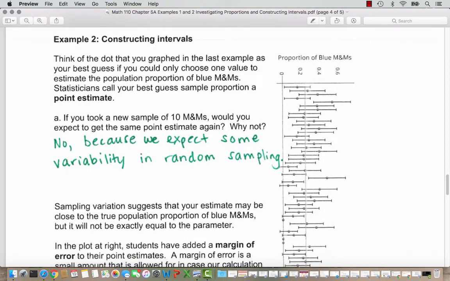So here is a proportion of blue M&Ms. Here on the x-axis, it's written at the top of the graph. And this ranges from 0 to 0.6. And then every student is putting a dot where their sample value was. So we see many different sample values here. And then they're extending the lines at the side to create a range of values, or what we call an interval. So there's a lower limit and an upper limit for the intervals so that it gives a reasonable range where we think the true population value of blue M&Ms might fall.